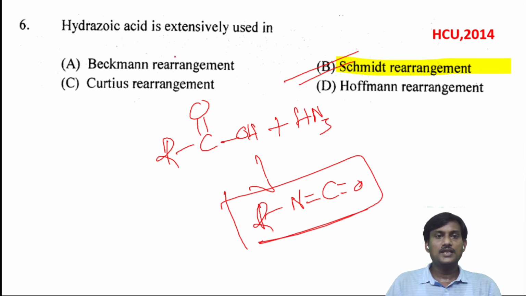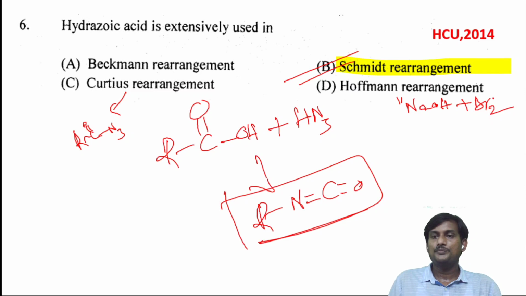In Beckmann rearrangement, it's a rearrangement of oximes. Here there is no involvement of hydrazoic acid. In the Curtius rearrangement, we use acyl azides, RCON3. In the Hofmann rearrangement, we use NaOH and Br2, the reaction of amides with NaOH and Br2.